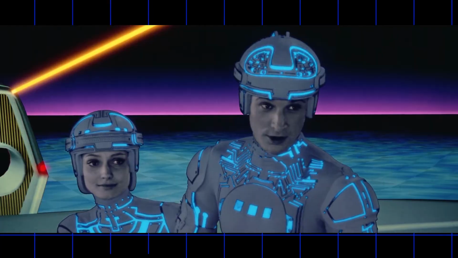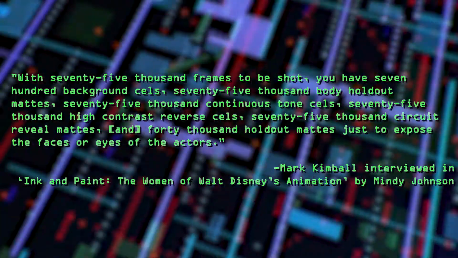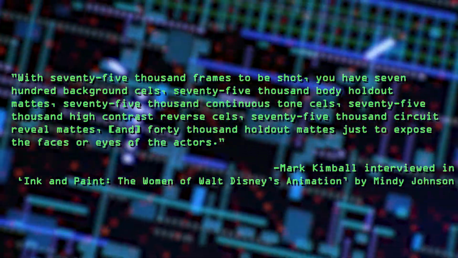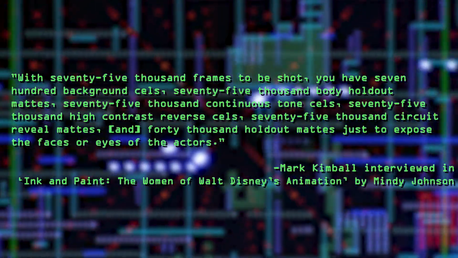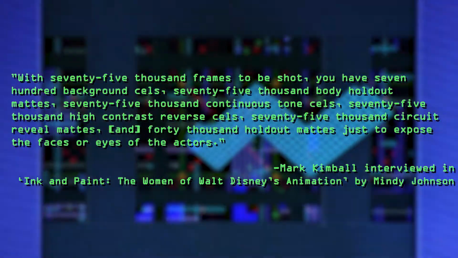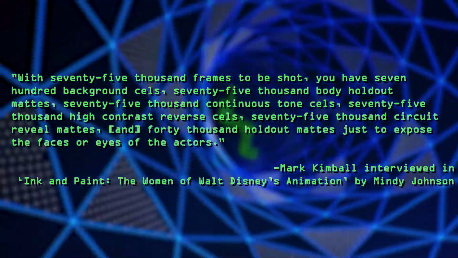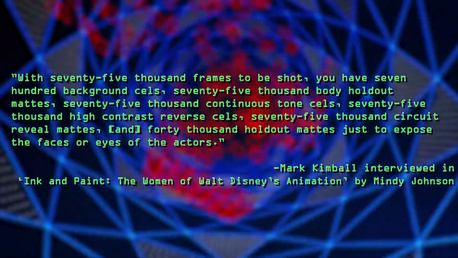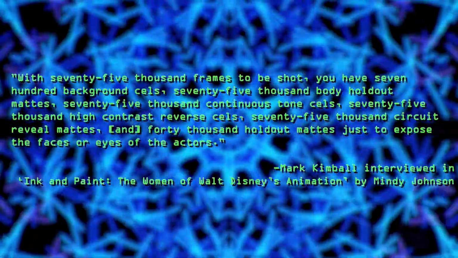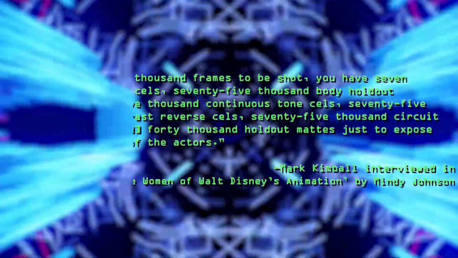Mark Kimball, in charge of software development on Tron, stated, "With 75,000 frames to be shot, you have 700 background cells, 75,000 body holdout mats, 75,000 continuous tone cells, 75,000 high contrast reversed cells, 75,000 circuit reveal mats, and 40,000 holdout mats just to expose the faces or eyes of the actors." If this sounds ridiculously confusing, just know that the visual effects supervisor, Harrison Ellenshaw, said that making Tron was like trying to tunnel through a mountain with spoons.